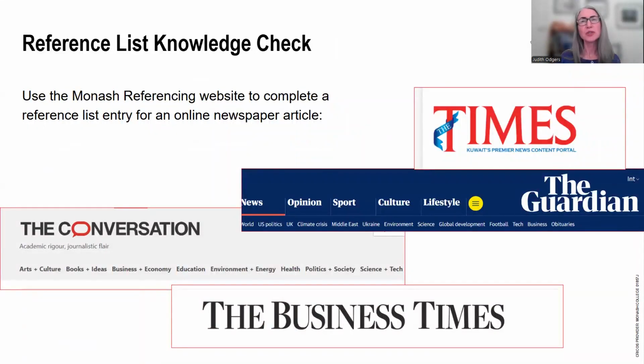So now it's your turn to try writing a reference list. Use the Monash referencing website to complete a reference list entry for an online newspaper article.